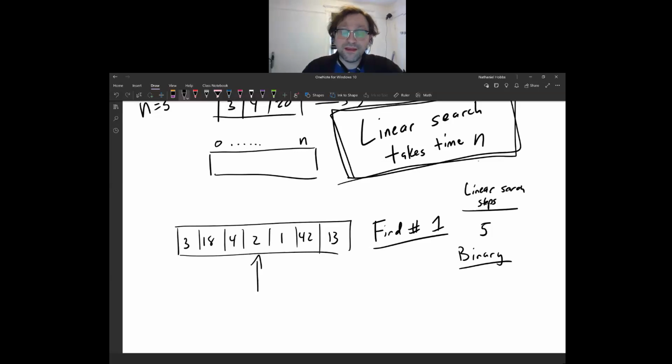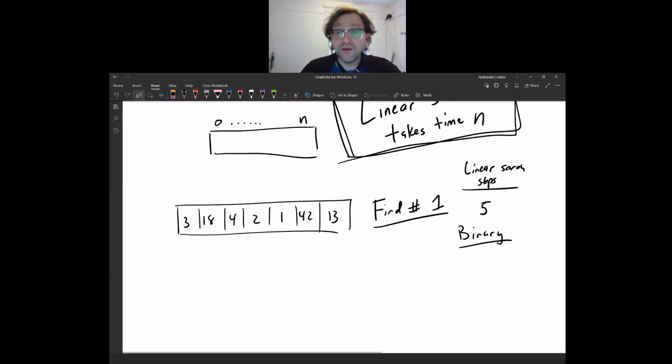Not quite. So here, I'll just give you the answer. A binary search doesn't work on this array. You can't use a binary search on this, because a binary search only works in a sorted array. That's right, AJ. The array has to be sorted. And that's important because the binary search algorithm relies on that.